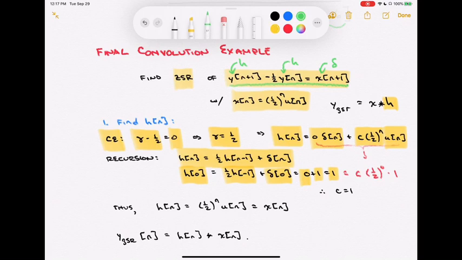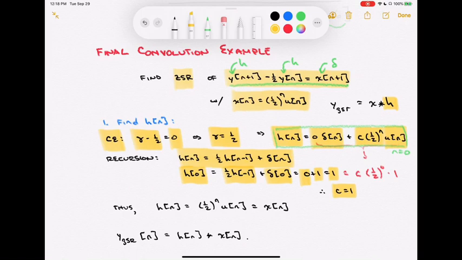It has to be equal to this closed form expression evaluated at n equaling 0. So if I put n equaling 0, I'm going to get c times 1/2 to the 0, that's just 1, times u of 0, which is also 1. So I'm going to get c times 1 being equal to 1, or c equaling 1. So I've gone ahead and recursed the value, right? That was h of 0 being equal to 1.